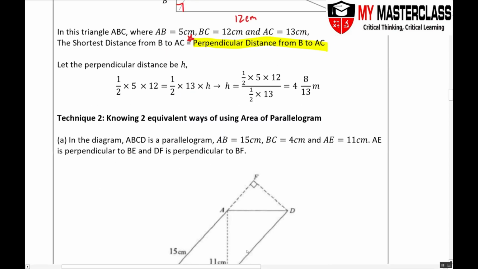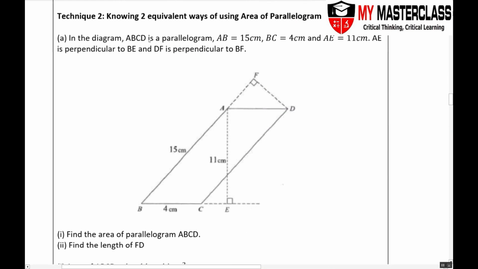Let's look at the second technique: knowing two equivalent ways of using area of parallelogram. Same thing, just that now we are looking at a parallelogram. So in this diagram, ABCD is a parallelogram. AB is 15. BC is 4. AE is 11. AE is perpendicular to the line BE itself, and DF is perpendicular to BF.